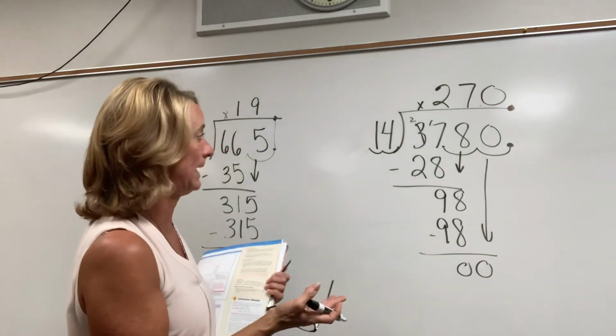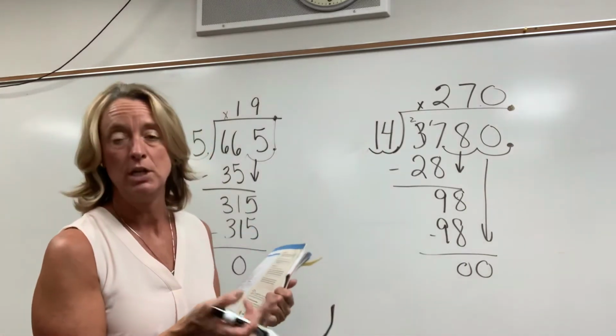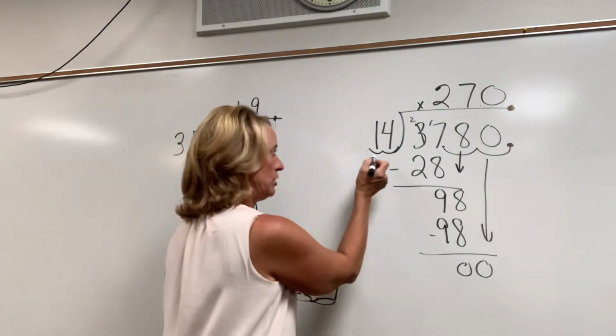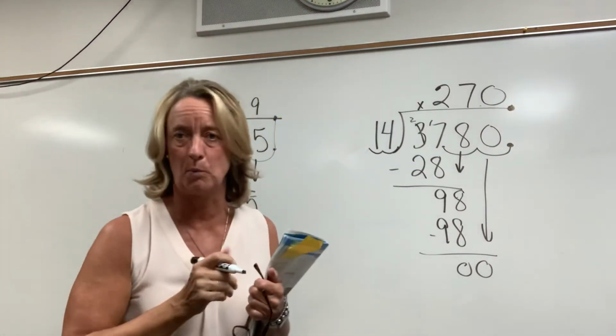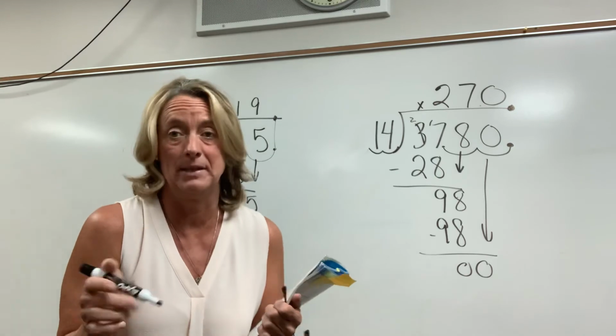So those are just 2 examples. It's pretty straightforward. You just need to remember that whatever you do to your divisor, you have to do to your dividend in regards to moving your decimal point 1 place, 2 places, 3 places.